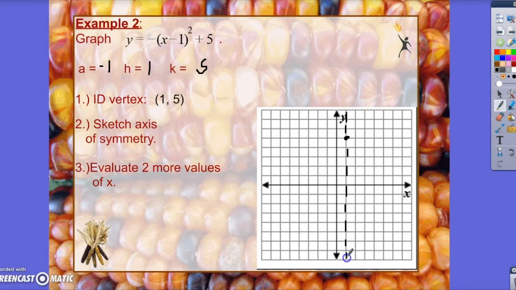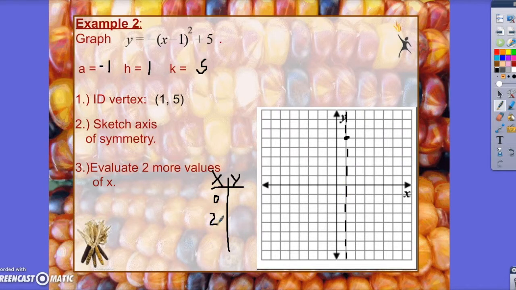So here's my axis of symmetry through the vertex. Evaluate 2 more values of x. Make your little table. Like I said, rule of thumb, I normally go 1 to the left, 1 to the right. 1 to the left is 0. 1 to the right is 2.